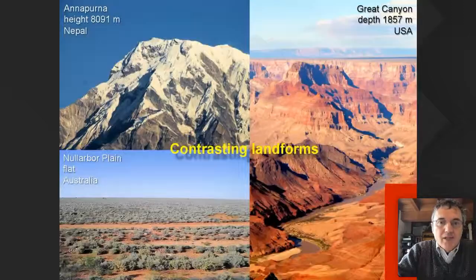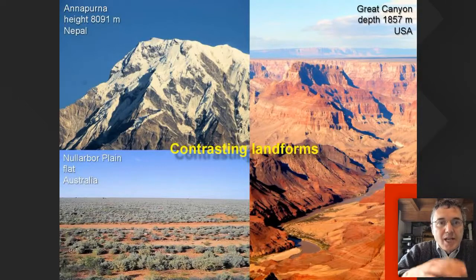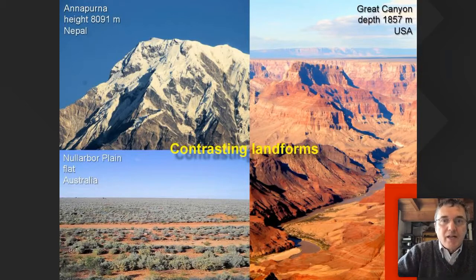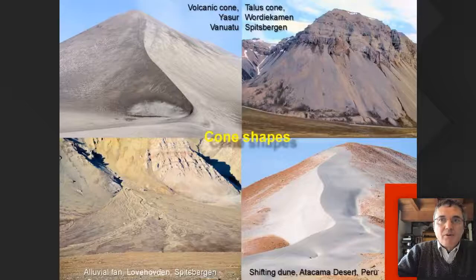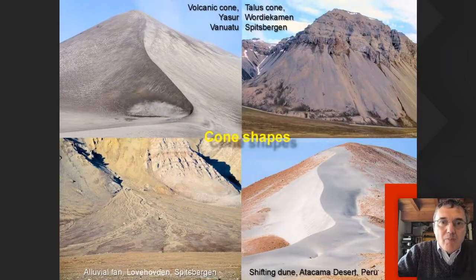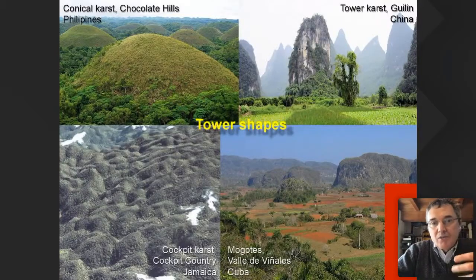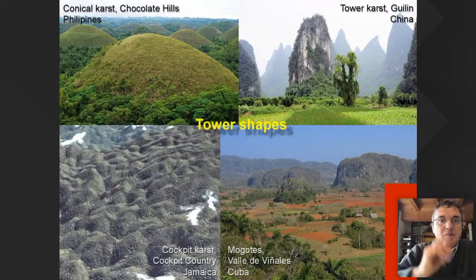And we can look in the next slide at contrasting landforms at the Earth's surface, from the height of Nepal to the depth of the Grand Canyon to the flat areas of Australia. So we can point out distinctive geometries of the landform, such as cone shapes of volcanic, gravitational, alluvial, or aeolian origin. So we are attracted by these landforms, and we can understand that even tower shapes are distinctive features, and they point out, for example, karst origin.